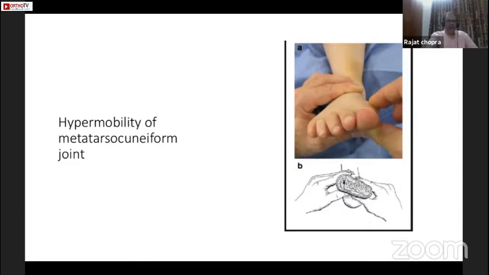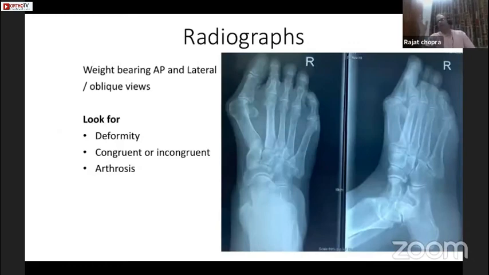I appreciate that. Now after the examination is complete, the next step is to look at the x-rays. You ask for weight bearing x-rays, like we have been discussing in foot and ankle. Weight bearing x-rays are important. In a hallux valgus case, you are looking mainly for three things: deformity, congruency, and arthrosis. Deformity is the hallux valgus, so how bad is it? You would like to classify the deformity into stages, and see whether the joint is congruent or not, and whether there is some arthritis in it.